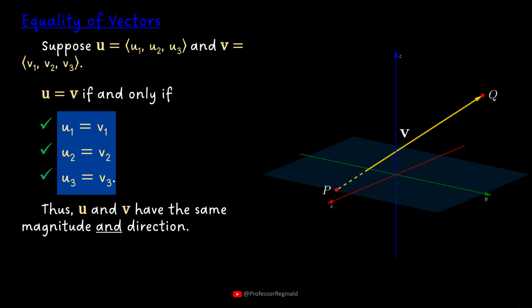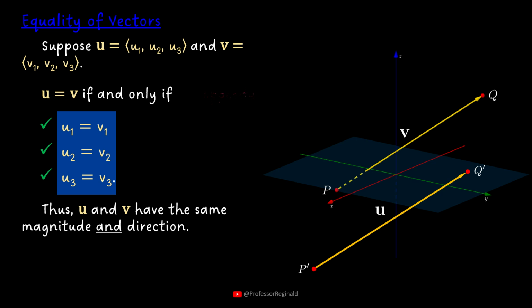Referring to vector v in the figure, a vector u is equal to v if it is the exact same vector. Or vector u could be another vector with a different initial and terminal points but must have the same magnitude and direction as vector v.